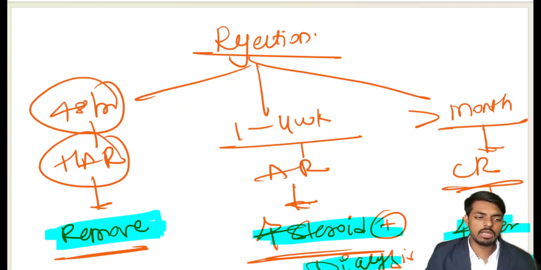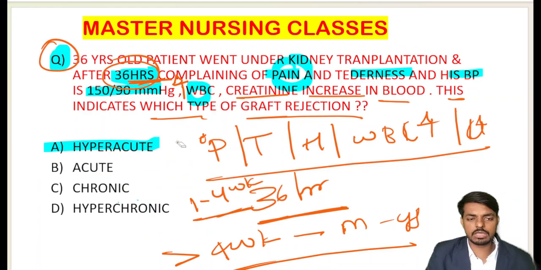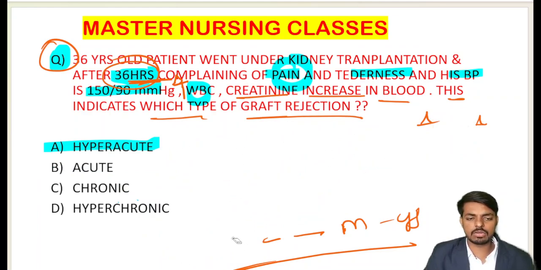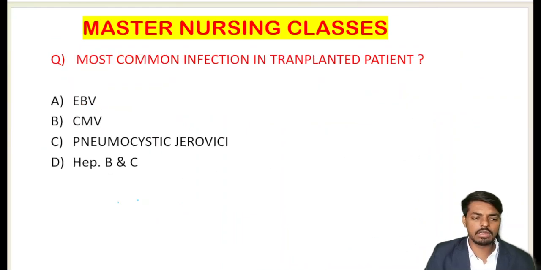Very importantly, in the given question, the rejection occurring within 36 hours, which means within 48 hours, so the answer goes to option A. That is the hyperacute rejection the person is experiencing in the given question. Hope the concept is very clear for you all. Okay, let me go to the next question.